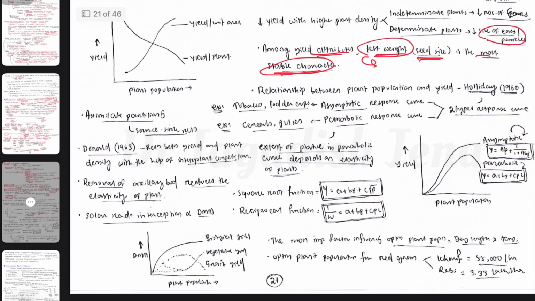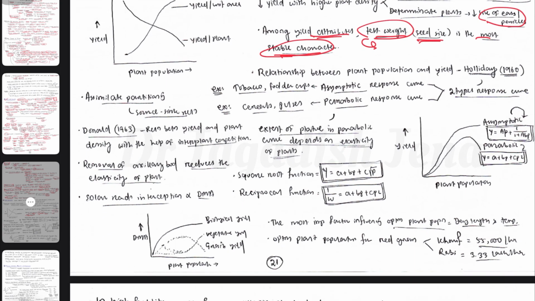Now there is a relationship called the Holliday response curve. One relationship we look at is between yield and plant population, or density, and that was propounded by a scientist named Holliday in 1960. He proposed two types of response curve relating plant population and yield: one is the asymptotic response curve, another is the parabolic response curve.